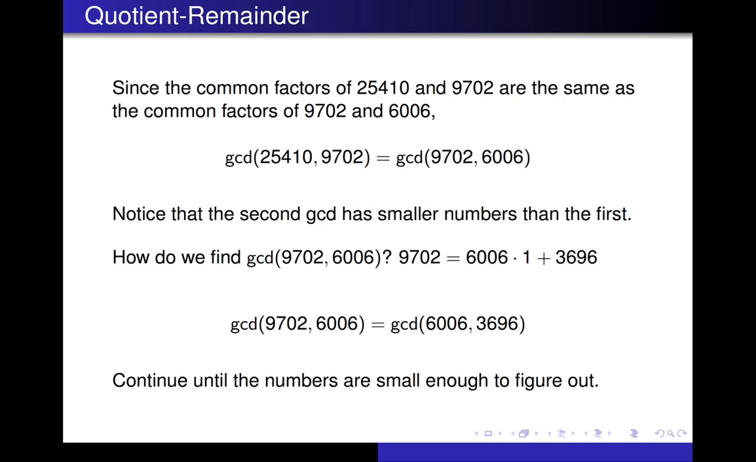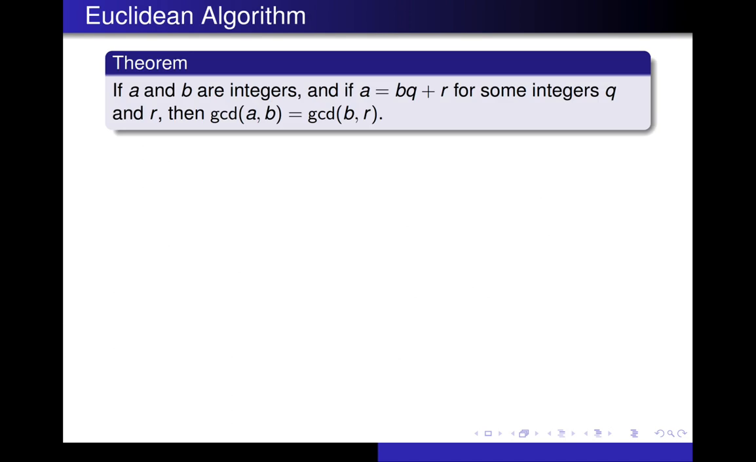All right, so let's summarize our work so far. So what we have is this theorem, and we just did it for that one particular example, but this certainly works for any integers. So if a and b are integers, and if we do a quotient remainder on a and b, so if we write a equals bq plus r for some integers q and r, then the GCD of a and b is the same as the GCD of b and r, and recognize that b and r are smaller numbers on average than a and b are.